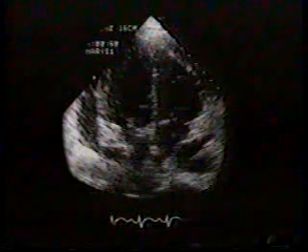This 68-year-old male presented with cardiac tamponade and proved to have lymphomatous involvement of the pericardium. On this apex up four-chamber view, right atrial collapse is demonstrated.